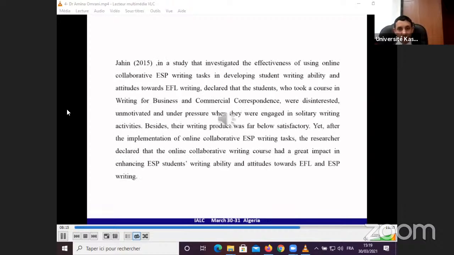Moreover, in a study that investigated the effectiveness of using online collaborative ESP writing tasks in developing students' writing ability and attitudes towards ESP writing, the researcher declared that the students who took a course in writing for business and commercial correspondence were disinterested, unmotivated, and under pressure when they were engaged in solitary writing activities. Besides, the writing product was far below satisfactory. Yet, after the implementation of online collaborative ESP writing tasks, the researcher declared that the online collaborative writing tools had a great impact in enhancing ESP students' writing ability and attitudes towards EFL and ESP writing.